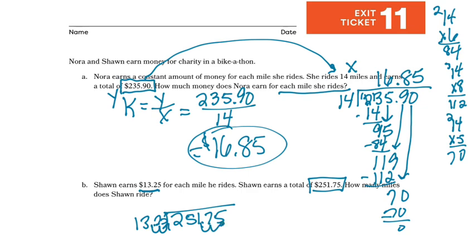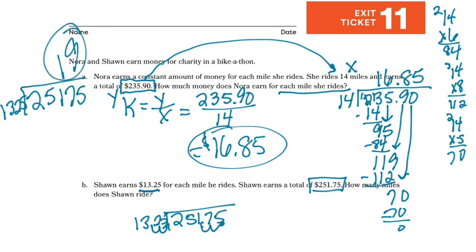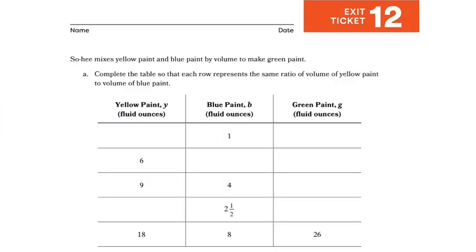So your new problem becomes 25,175 divided by 1,325. And that gives you an answer of 19. So 19 miles he needs to ride for $251.75. Now lesson 12, this is the one that we did today in the second block and third block.